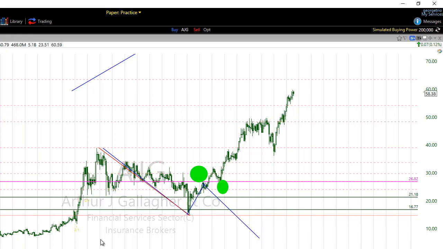So this is the second step to mastering common price structures in a financial market.